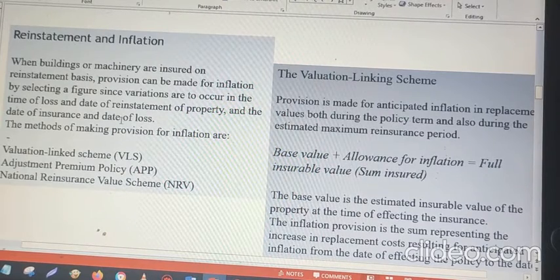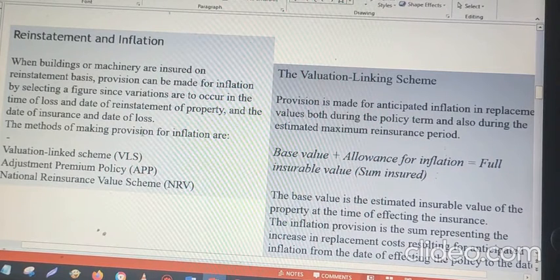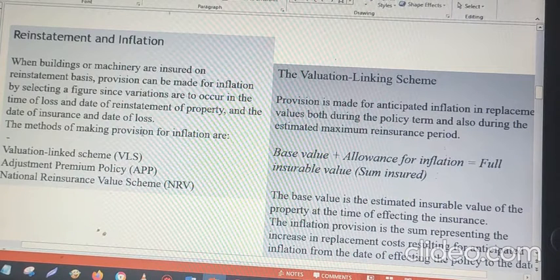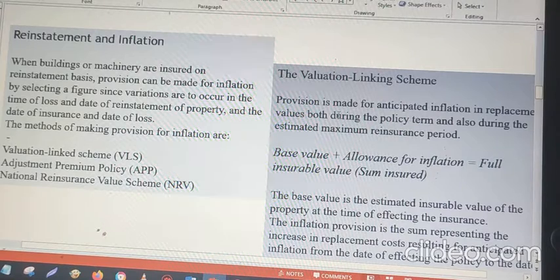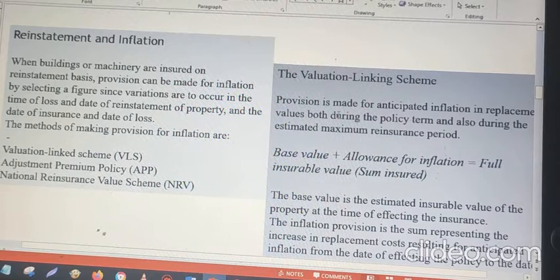of loss. The methods of making provision for inflation are: A. Valuation linked scheme, VLS. B. Adjustment premium policy, AP. C. National Reinsurance Value Scheme, NRV. The valuation-linked scheme. Provision is made for anticipated inflation in replacement values both during the policy term and also during the estimated maximum reinsurance period.